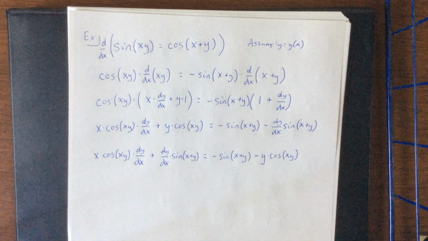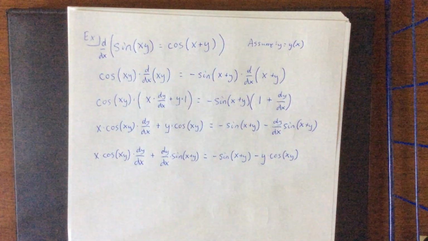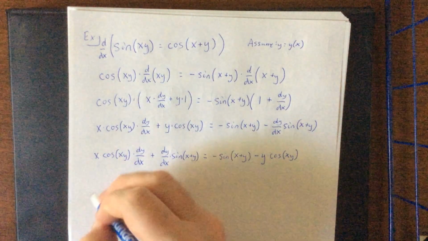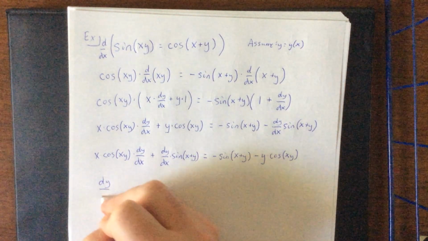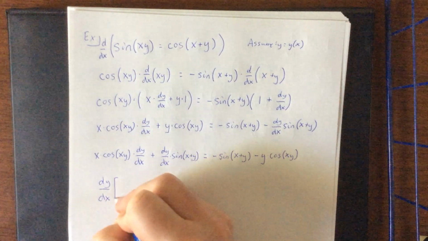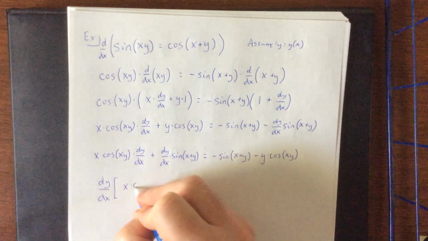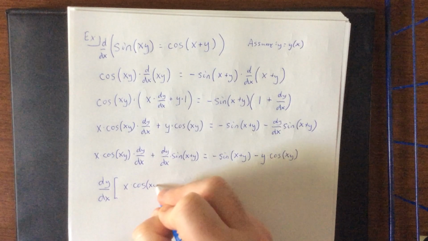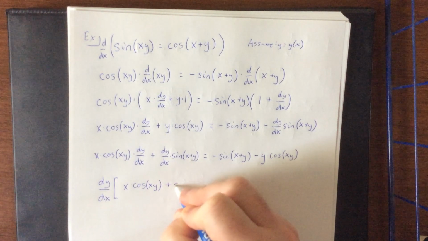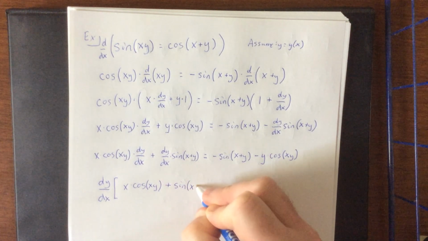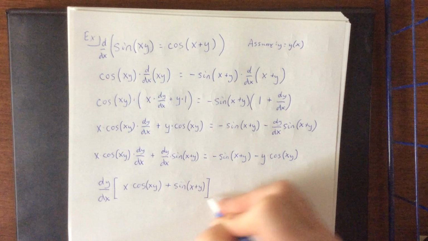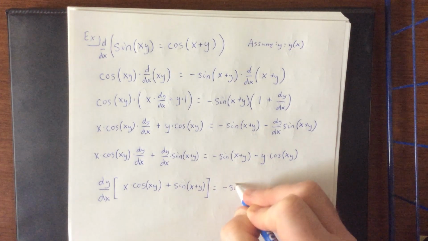Now with that in mind, on the left-hand side, we're now going to treat that dy dx as though it's a greatest common factor, leaving us with x times the cosine of xy plus the sine of x plus y. The right-hand side will stay the same.